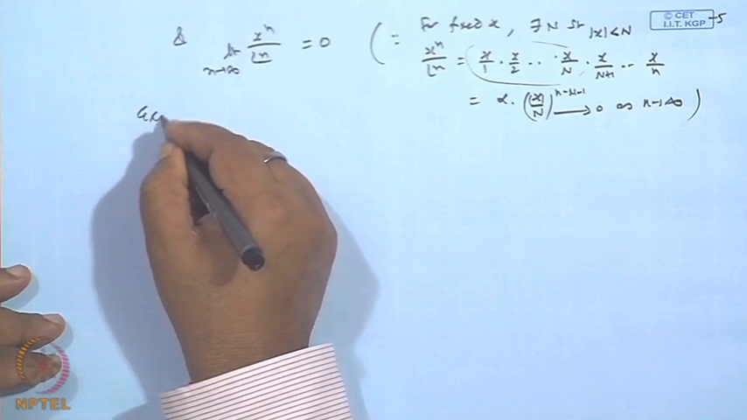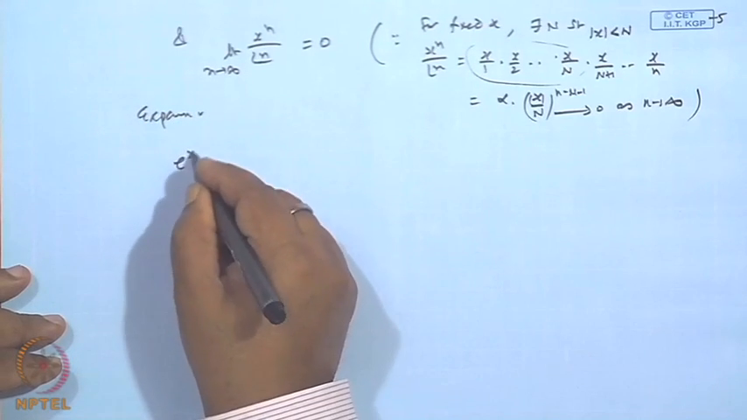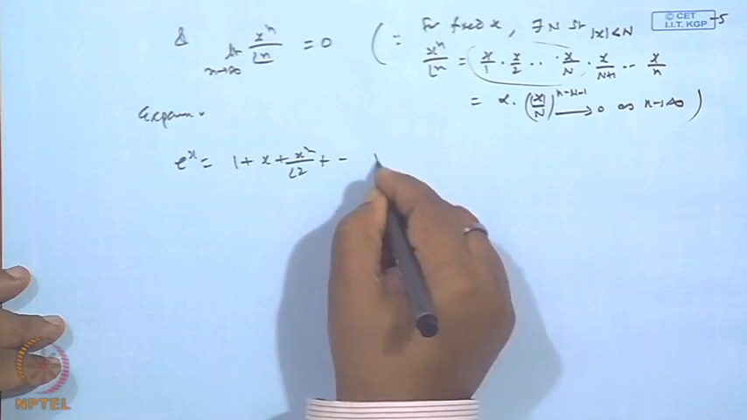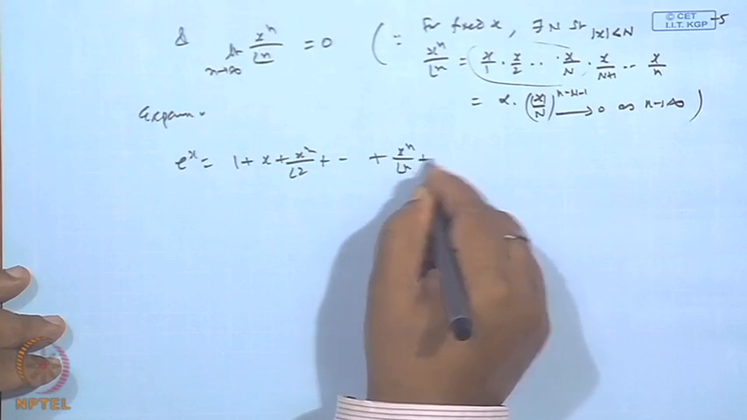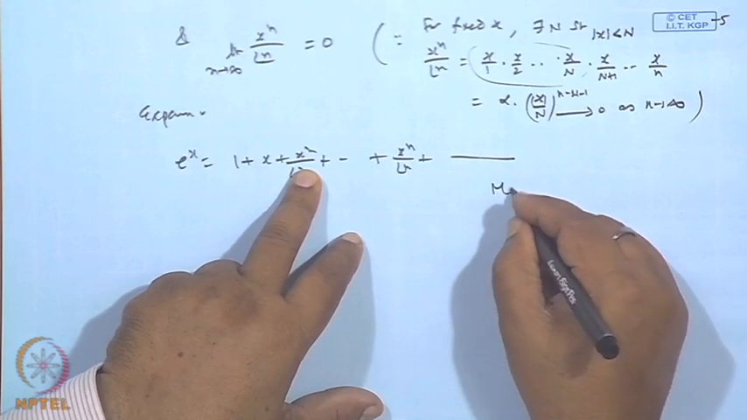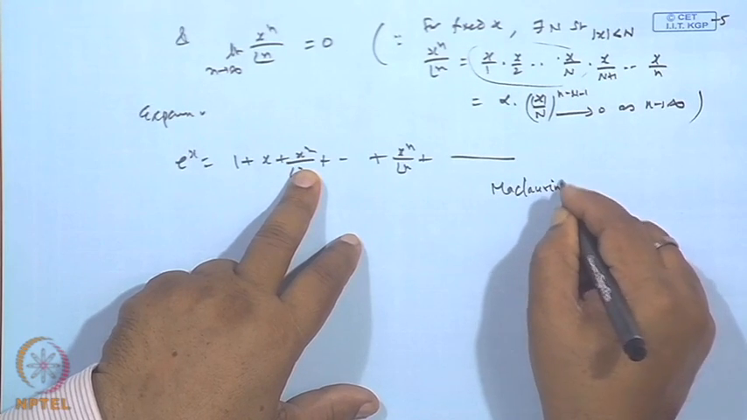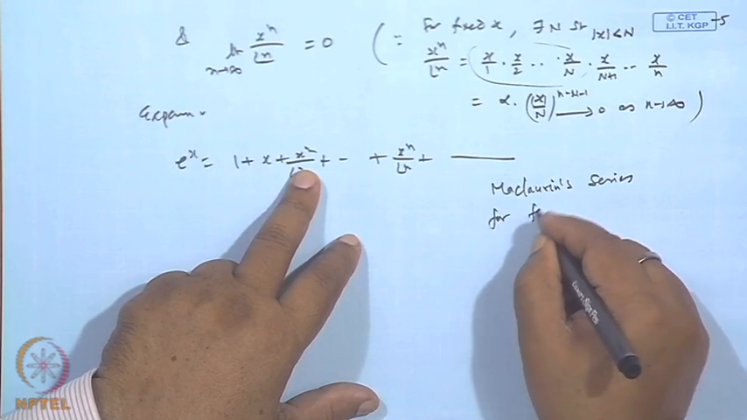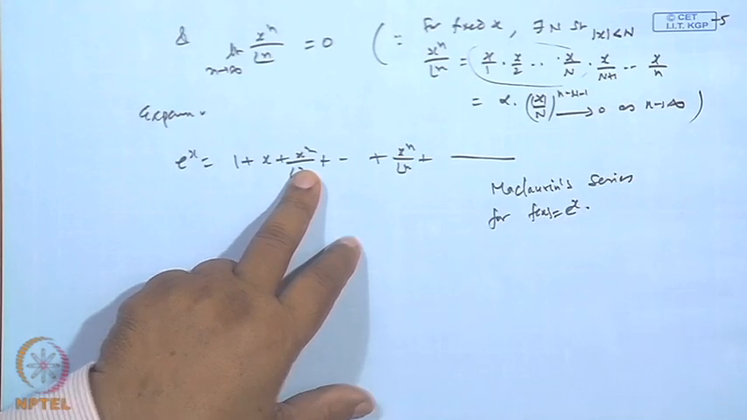So, the expansion of e to the power x will be 1 plus x plus x square by factorial 2 plus so on up to x to the power n by factorial n and so on. And this will give the Maclaurin series for this. This is the Maclaurin series for the function f(x), which is e to the power x.